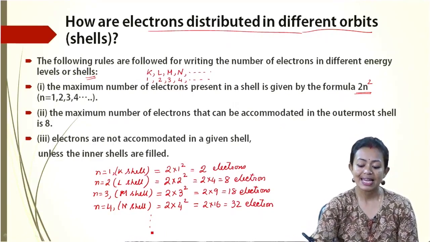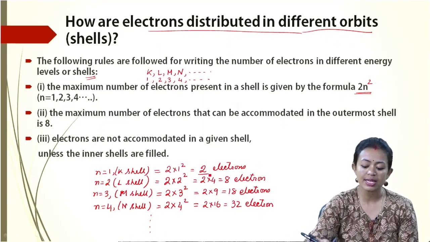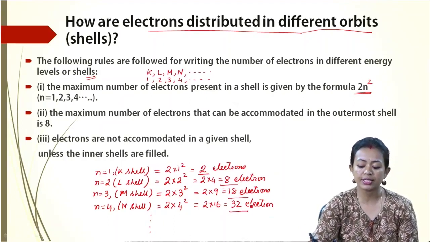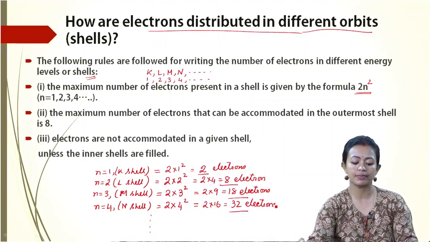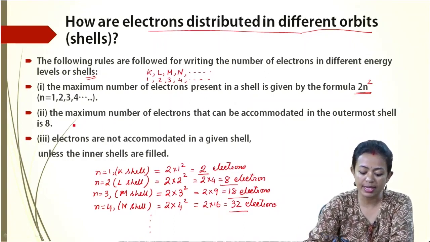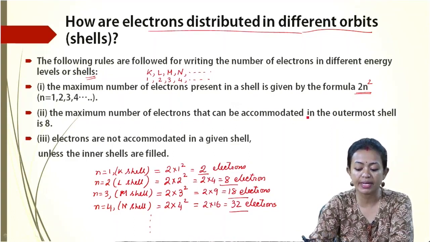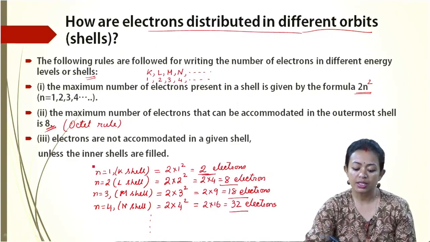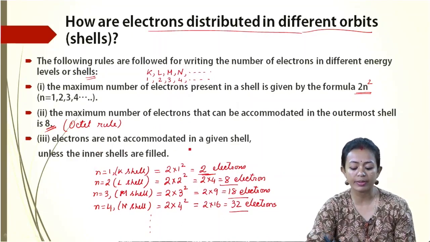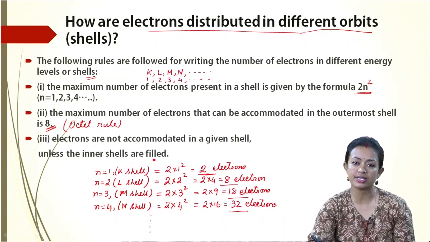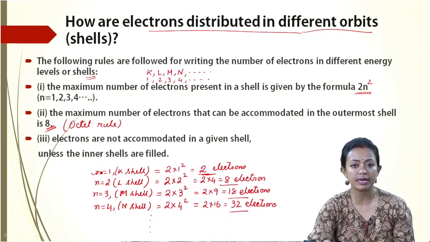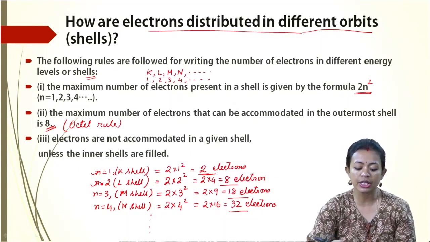So it clearly says that the first shell will contain 2 electrons, the second shell 8 electrons, the third shell 18 electrons, and the fourth shell 32 electrons, and so on and so forth. The second rule says that the maximum number of electrons that can be accommodated in the outermost shell is 8. The third rule says that the electrons are not accommodated in a given shell unless the inner shells are filled. That is, first the K shell, n equal to 1, will be filled up, then it will go to the second shell, then to the third shell, fourth shell, and so on and so forth.